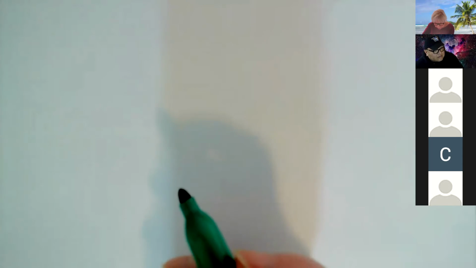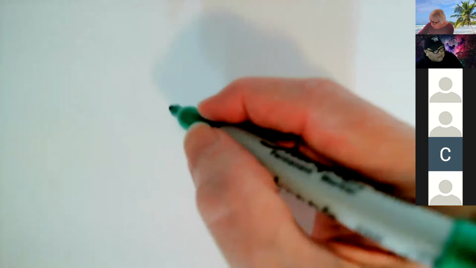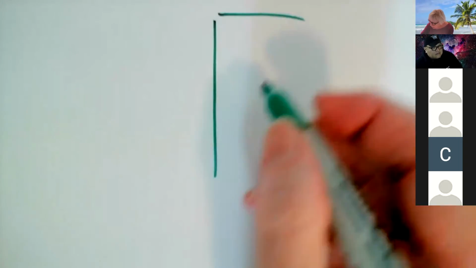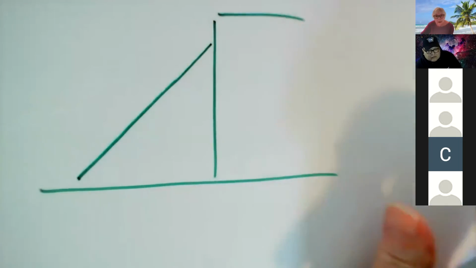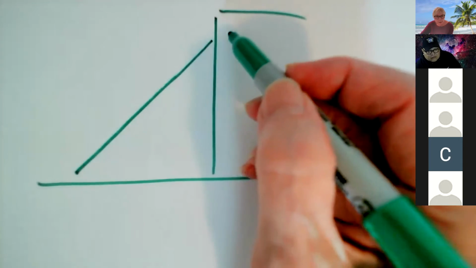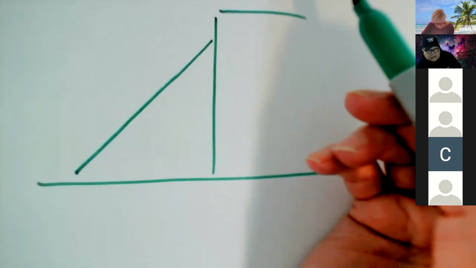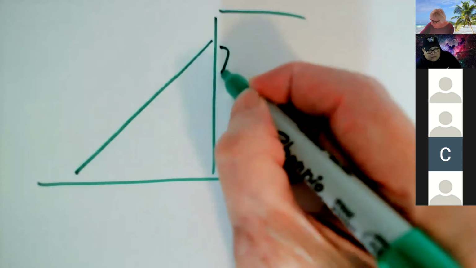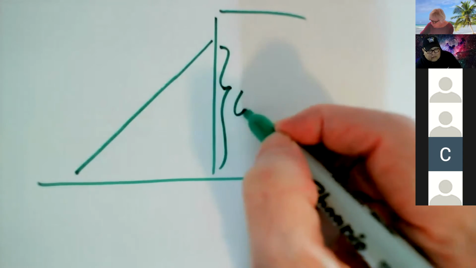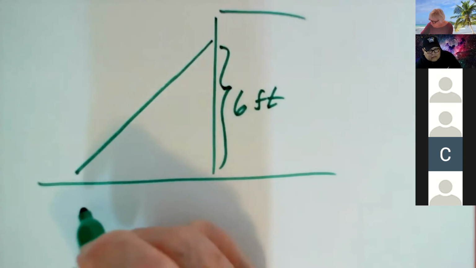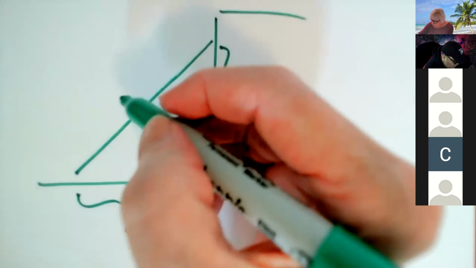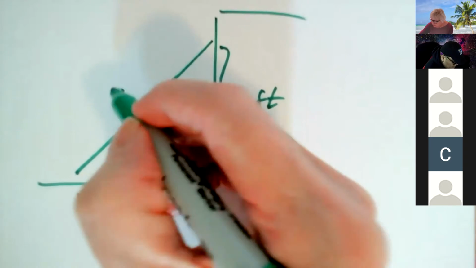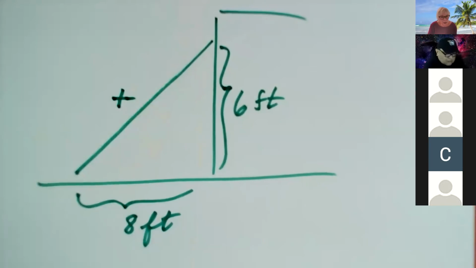A practical use for this: they had a building and they wanted a ladder to get up to something. I don't know what it was. This side they knew was 6 feet, and this side they knew was 8 feet, and they wanted to know the length of the ladder.